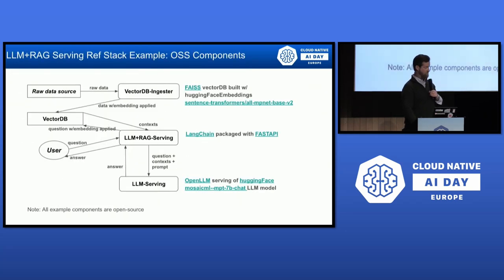All right. So here, let's put some more specific names to the components that we've talked about before. This is what we're actually going to have in the demo. For the vector database, we've selected FAISS from Meta/Facebook. For the LLM and RAG serving component, we've selected LangChain with FastAPI. And for the LLM serving component, we've got OpenLLM with a Hugging Face LLM model that we downloaded. Again, trying to stick with as much of the open source spirit as possible.